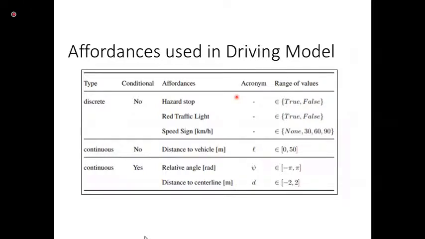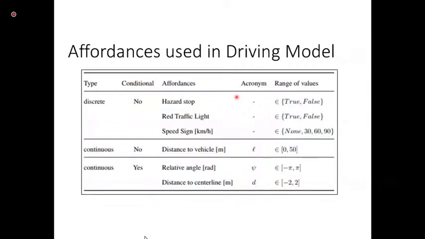Then there is the speed sign, which basically says whether there is a speed sign or not, and if there is a speed sign, what it is. Is it 30 kilometers per hour, 60 kilometers per hour, or 90 kilometers per hour? So what is the speed limit?